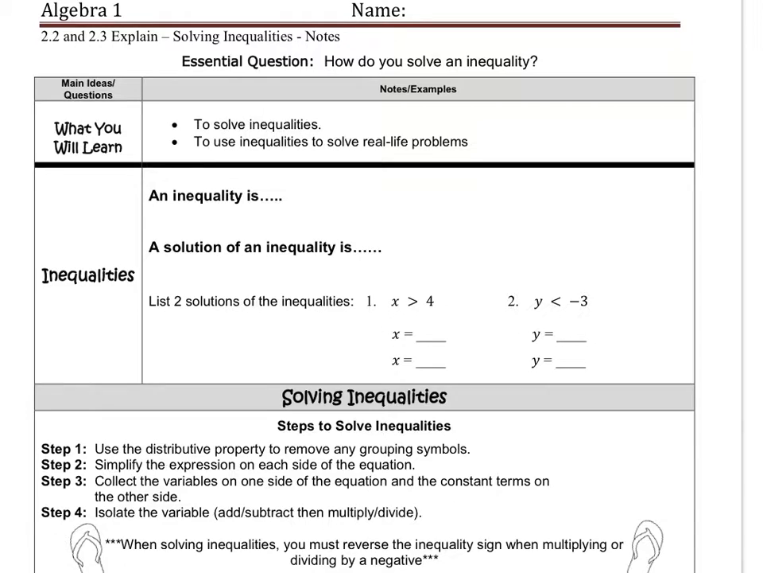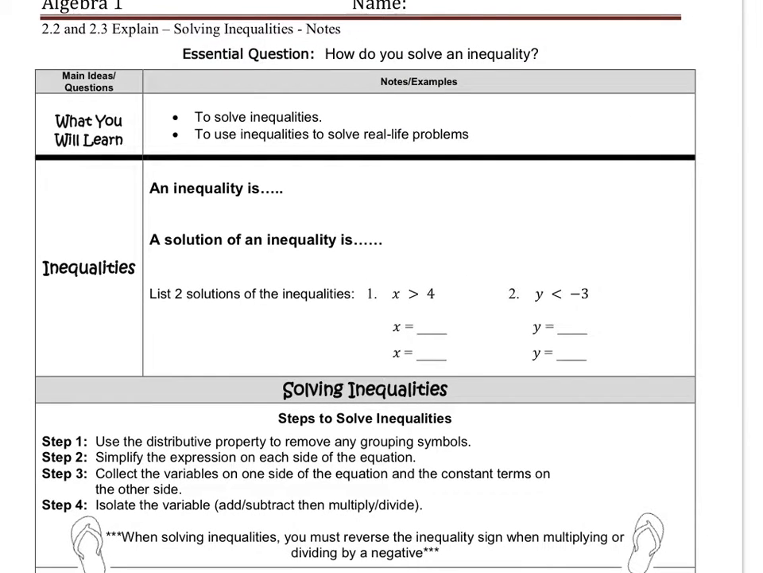one side is either less than or equal to the other side, or it could be greater than or greater than and equal to the other side. So it's comparing the two sides, but they're no longer equal. A solution to an inequality is any value that makes the inequality true. So it's any value, and there can be many solutions.